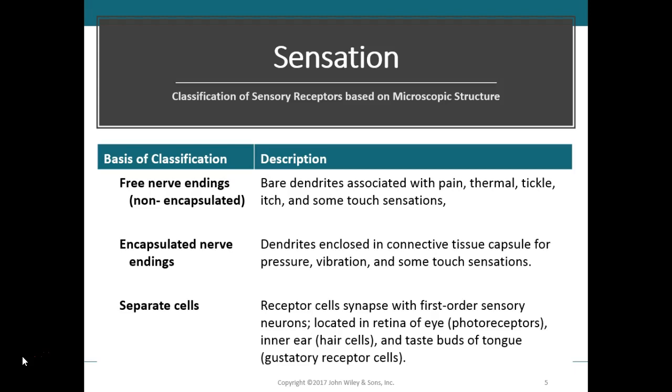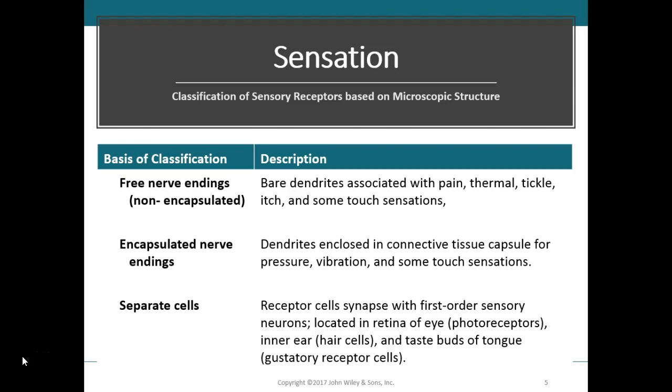Encapsulated means to be covered. So these are dendrites that are going to be enclosed in a connective tissue capsule. These will be some of our deeper sensations such as pressure, specialized sensations such as vibration, and some of the other touch sensations, or they may even be separate cells. So the separate cells we'll find very often in special senses, and these are going to synapse directly with sensory neurons.